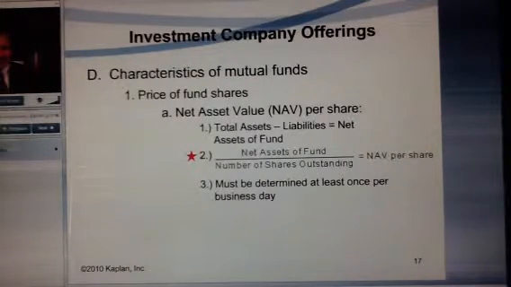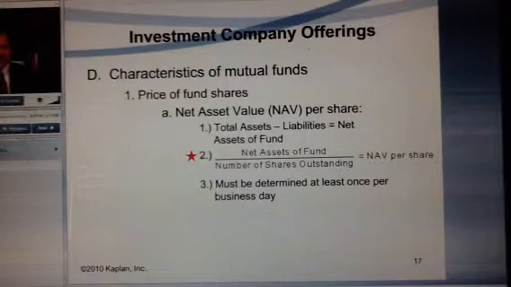Buying and selling shares has no effect on net asset value per share. If you're buying shares of the mutual fund, you're increasing assets, but you're increasing the number of shares that you divide by. The end result is no change. If you're selling shares of the mutual fund, you're decreasing assets, but you're also decreasing the number of shares that you divide by. The end result is no change. Buying and selling shares has no effect on net asset value per share.